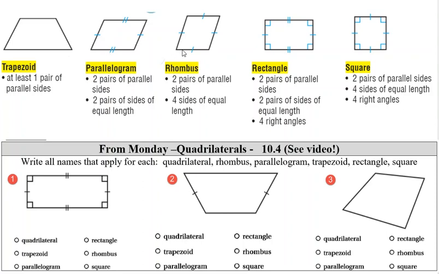We have a rhombus, and this is a type of parallelogram also because it has two sets of parallel sides, but all four sides are the same length, and so it's a rhombus.